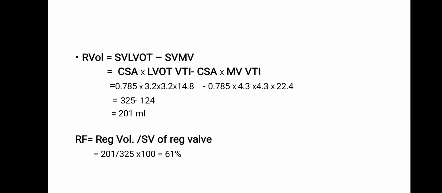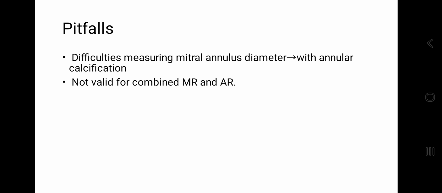Okay, so 0.785 into 3.2 into 3.2 into 14.8 equal to 201 ml minus mitral valve. Okay, so regurgitant fraction is equal to regurgitant volume by stroke volume of the regurgitant valve. Pitfalls: difficulties measuring mitral annulus diameter with annular calcification, not valid for combined MR and AR.